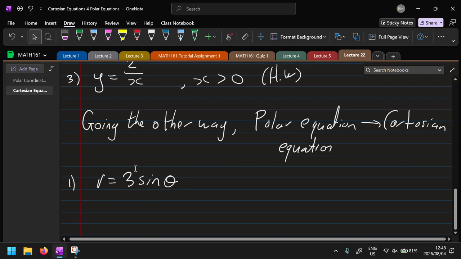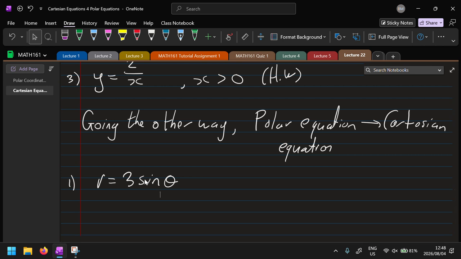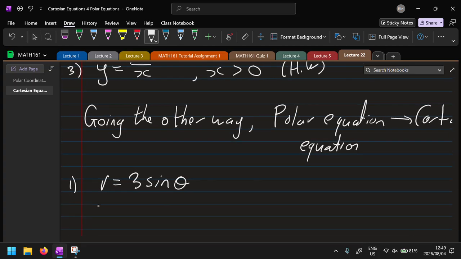Notice on the right side, we have sine theta by itself. That is almost y. y is r sine theta. We're missing that. Does everyone see that? We're missing the r to make that into a y. So what we're going to do is multiply the left side and the right side by r. So we get r squared is equal to 3r sine theta. Does everyone see that?